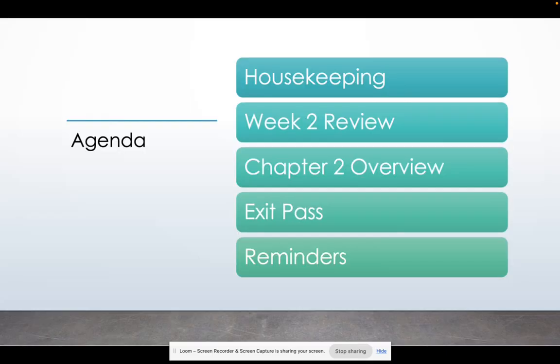So I'm going to do some housekeeping. I'll do week 2 review and then a chapter 2 overview, followed by exit pass and reminders.